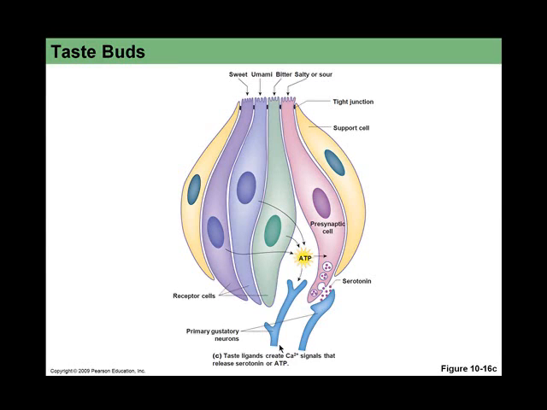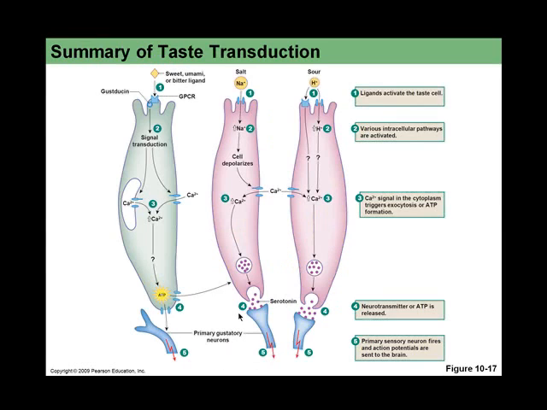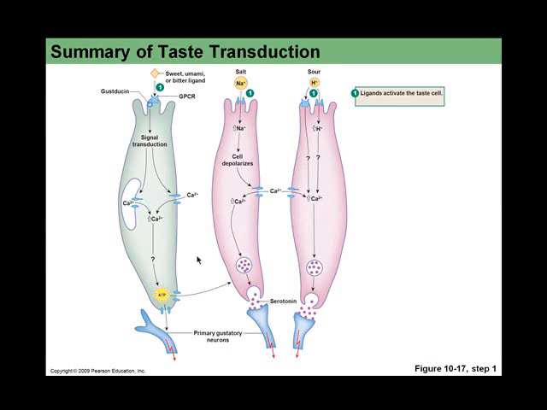So the taste ligands in this case create calcium signals that release the serotonin as well as the ATP, but they're not showing an exocytosis of the ATP here, and we're safe just to leave some things out of the picture. So we see this here. We're going to go through it in a series of slides on the summarization of taste transduction. And we start on the left here, and we see the ligands activate the taste cell.